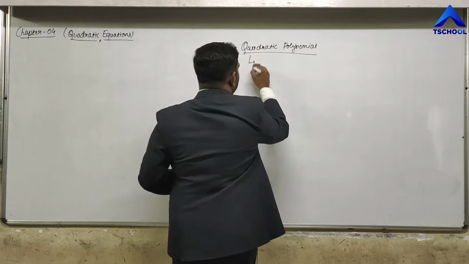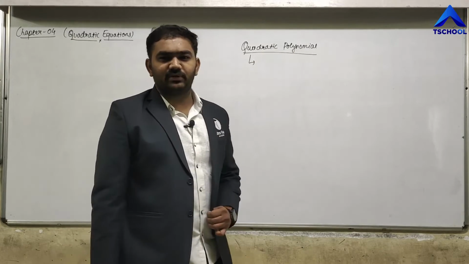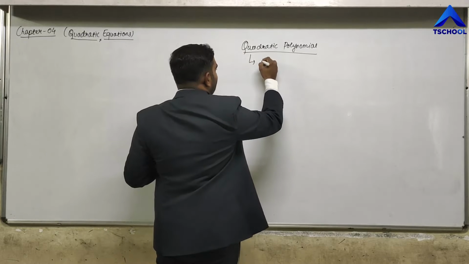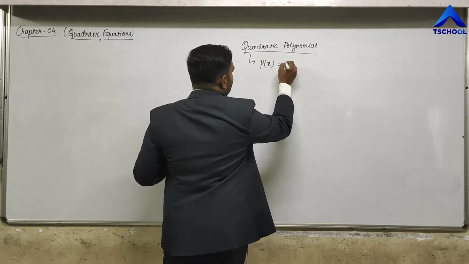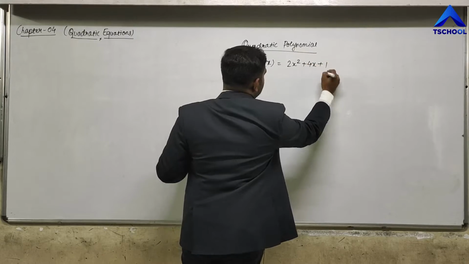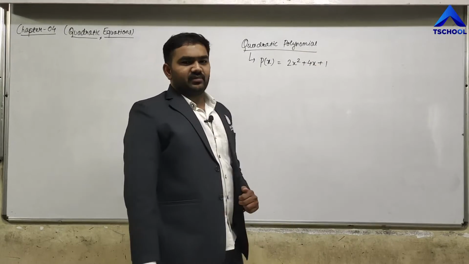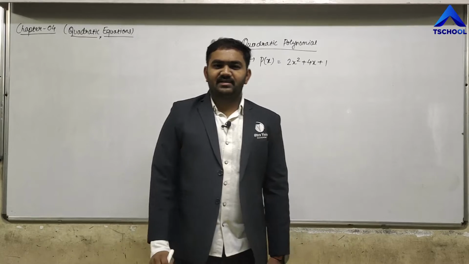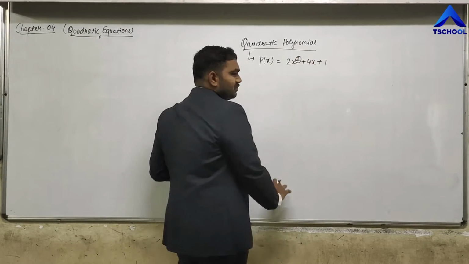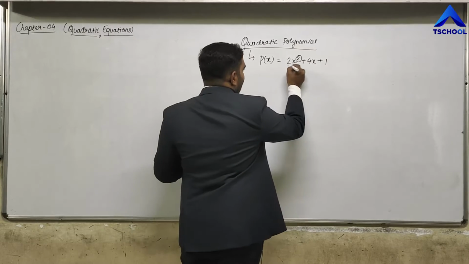Quadratic polynomial, as we all know, a quadratic polynomial is a polynomial which has a degree 2, right? So let me write an example of a quadratic polynomial, that is 2x square plus 4x plus 1, right? This means that this polynomial has a degree of 2 because the highest power present here is 2. So this is a quadratic polynomial.